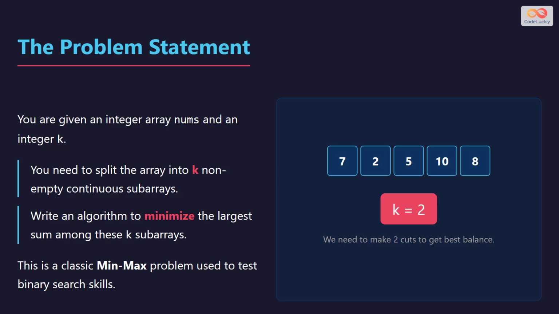Let's define the task. You are given an array of integers and a number. Your goal is to split this array into k non-empty continuous subarrays. Out of all the possible ways to split it, you need to find the one where the largest sum among the subarrays is minimized. Essentially, we want to balance the numbers as evenly as possible across k groups.